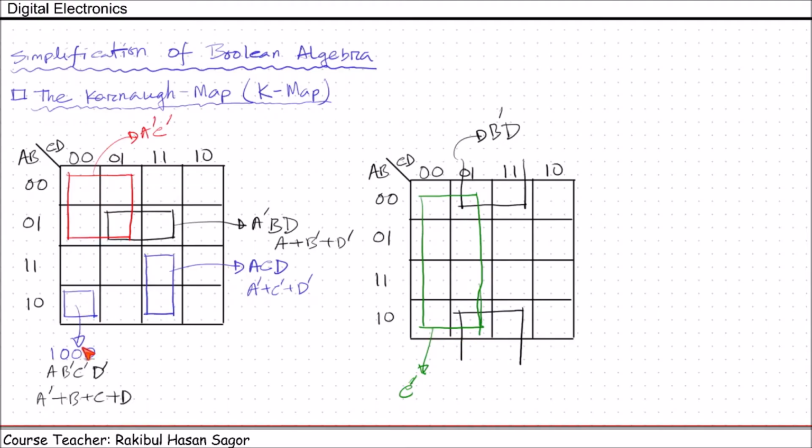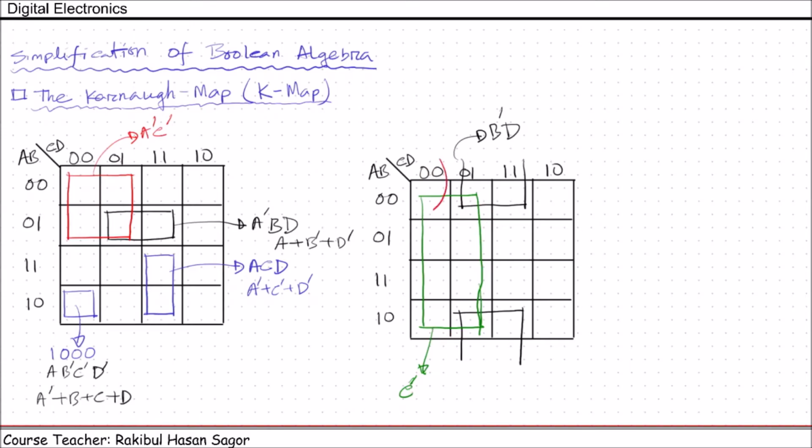If you take only one cell, then all the variables will be there. If you take 2 cells, then 3 variables will be there for the 4 variable case. If you take 4 cells, then 2 variables will be there. If you take 8 cells, then 1 single variable will be there.